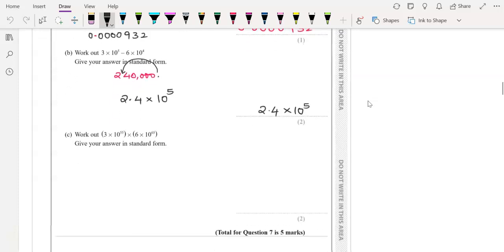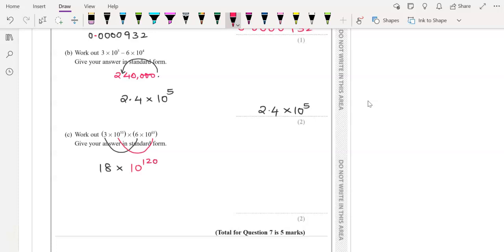Part C. Now here it's multiplication, 3 times 10 power 55 into 6 times 10 power 65. Now since the powers are too big, we won't be able to do it from the calculator. So we can do it here. So multiply 3 and 6. 3 times 6 is 18, and since the bases are the same, you add the powers. So 10 power 55 plus 65 will give me 120.